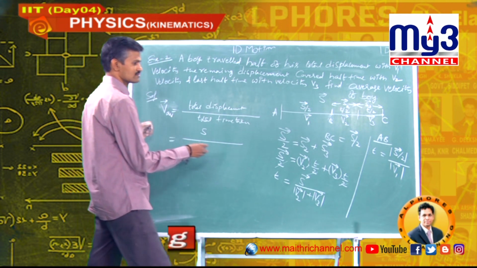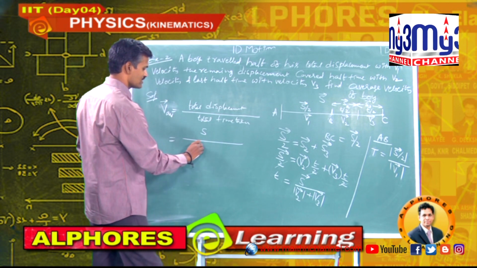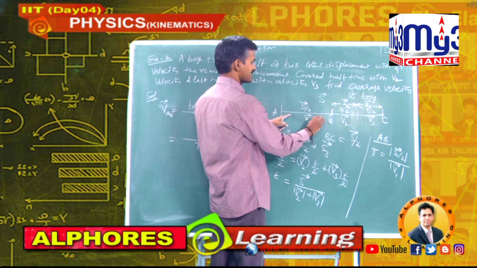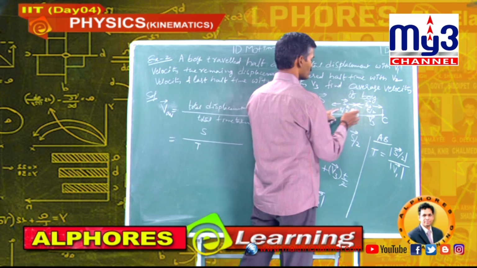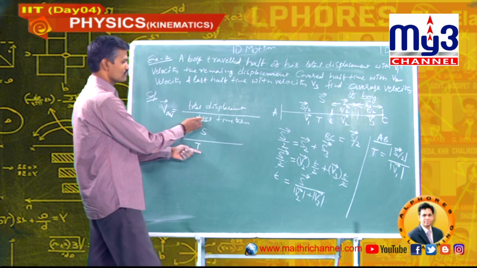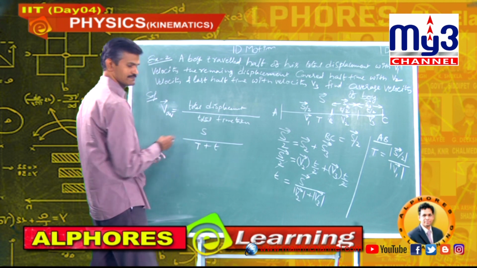This time is some capital T. What is the total time? Total time from A to B is some capital T. From B to C, total time is some small t. So total time for the whole journey is capital T plus small t.